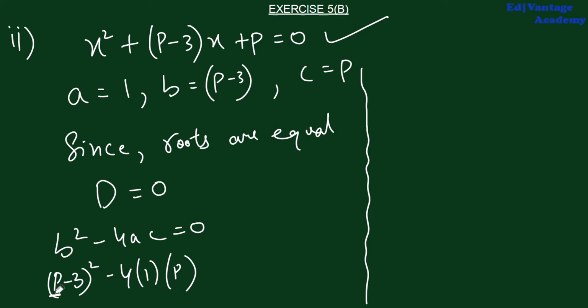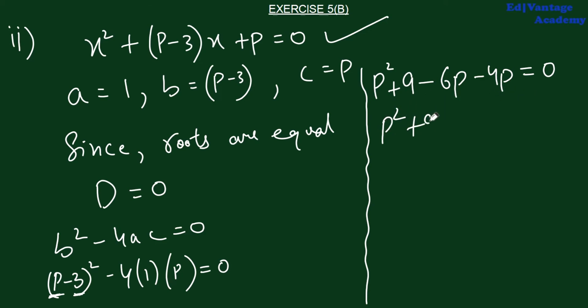So again here it's in the form of (a minus b) whole square, which is a square plus b square, that's 9 here because b is 3. 3 square is 9, minus 2ab means 2 into p into 3, that's 6p, and this will become minus 4 into 1 into p, that's minus 4p, and right side is equal to 0. Fine. Any like terms here? Yes, we have p square plus 9 minus 6p minus 4p means minus 10p, right?